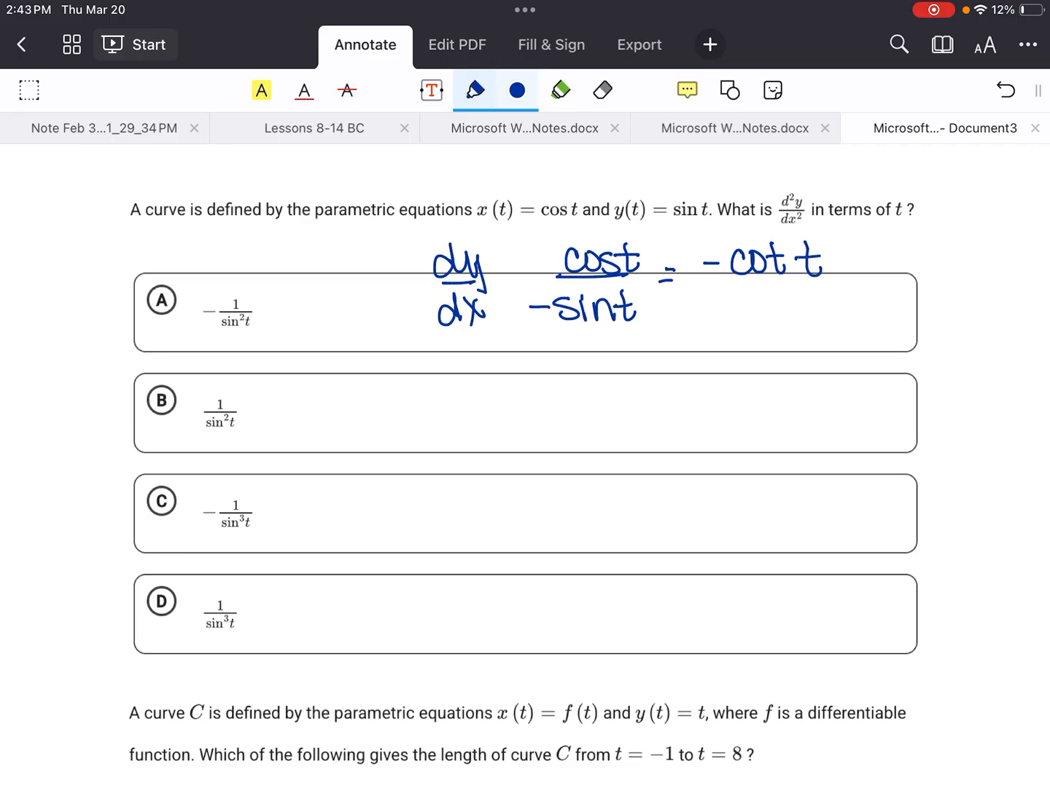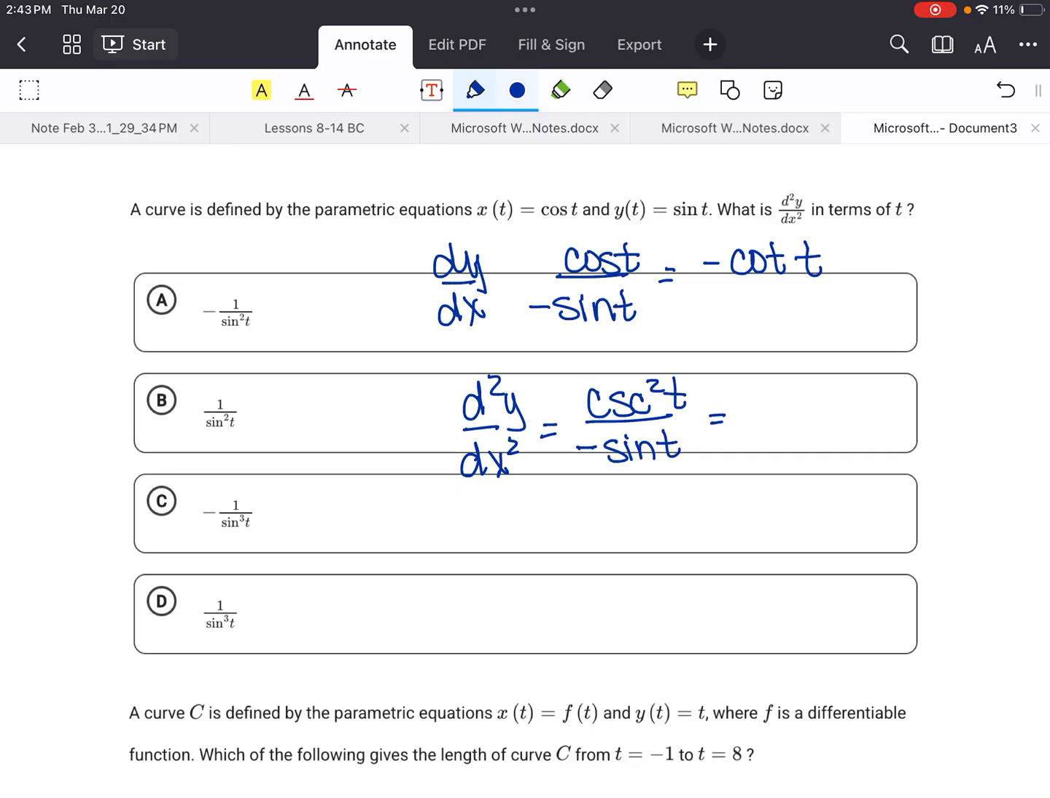So then your second derivative is going to be the derivative of the first. So the derivative of tangent is secant squared. So the derivative of cotangent would be negative cosecant squared. But this is negative, so that's going to make it positive cosecant squared over the original dx.